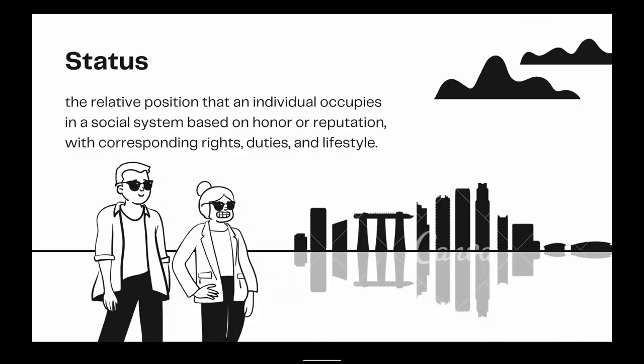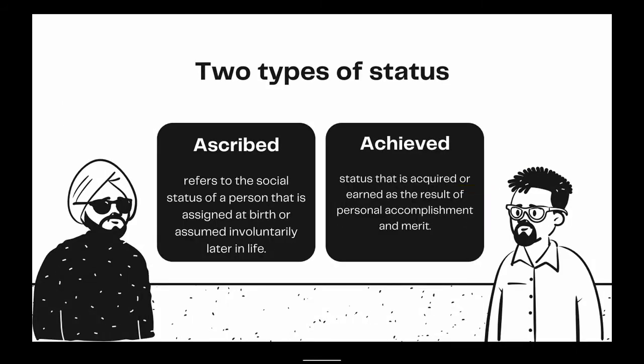Status is the relative position that an individual occupies in a social system based on honor or reputation, with corresponding rights, duties, and lifestyle, of course. Now, there are two types of status, if you're familiar with this: the ascribed and the achieved status. Ascribed status is a term that is used in sociology which refers to the social status of a person that is assigned at birth or assumed involuntarily in later life.